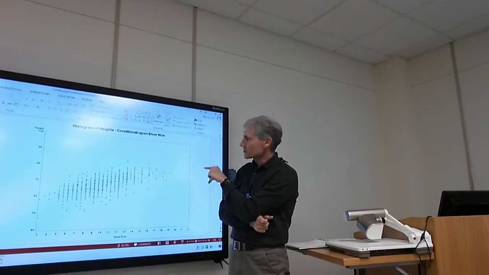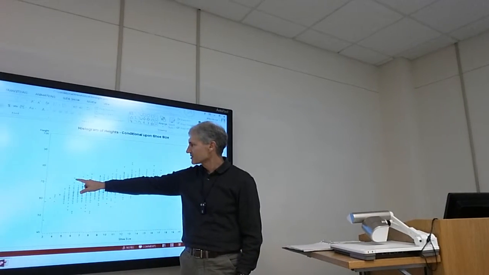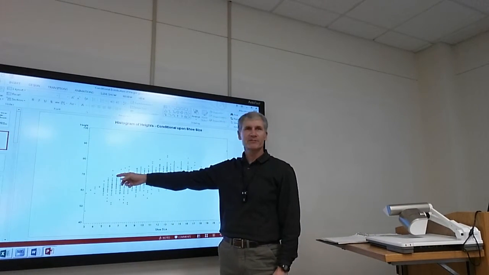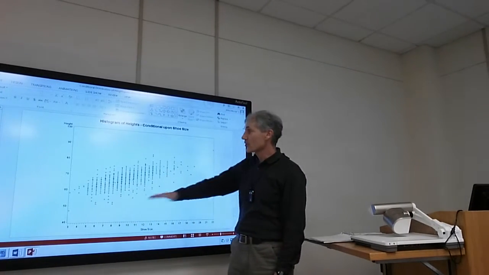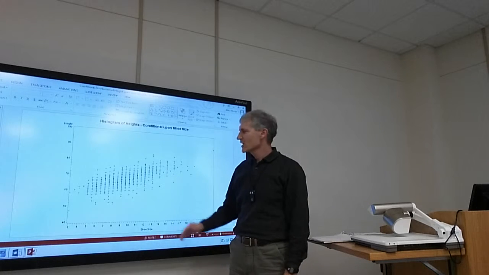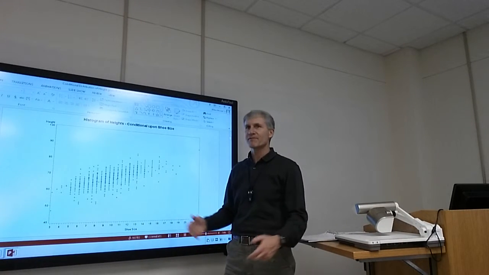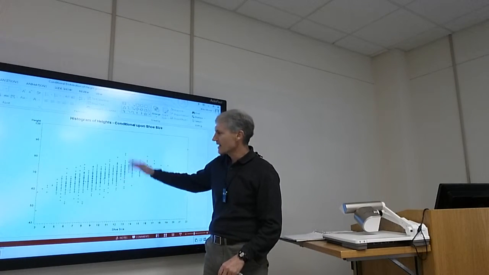Now, there's an awful lot of repeats. So this looks like a single plus sign, but there may be 25 points right there, right? Because shoe sizes are discrete, and so are heights the way they were measured. It's very rare that somebody said, oh, I'm 69.5 inches tall. They just round to the nearest whole number. So there's a lot of overlap.